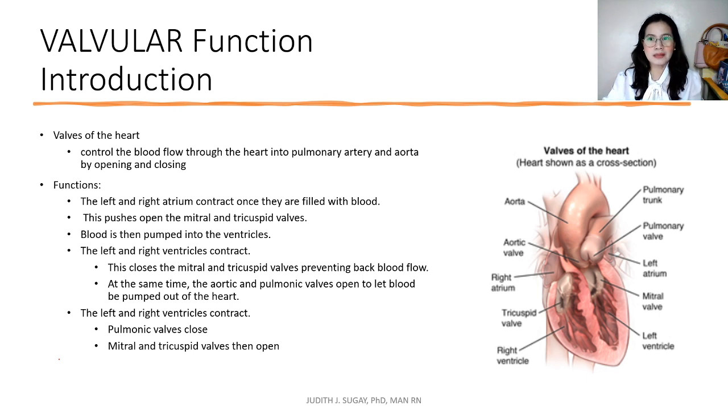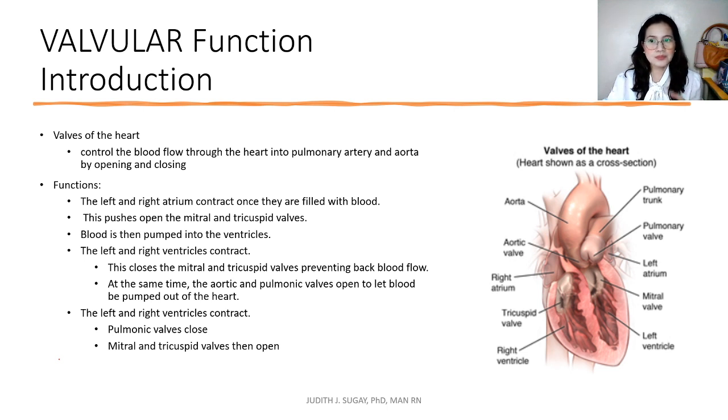In addition to that, the tricuspid valve is located between the right atrium and the right ventricle, and there's also the pulmonary valve, the mitral valve, and the aortic valve. So, what are the functions of the heart valves? As the heart muscle contracts and relaxes, the valves open and close, letting blood flow into the ventricles and out to the body at alternate times.